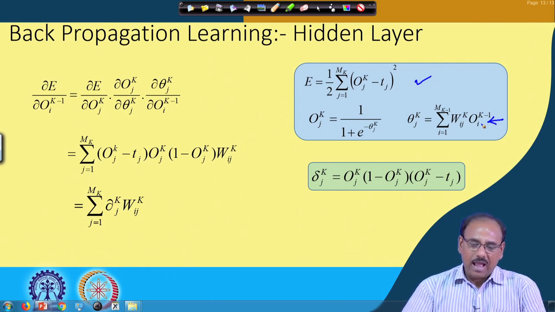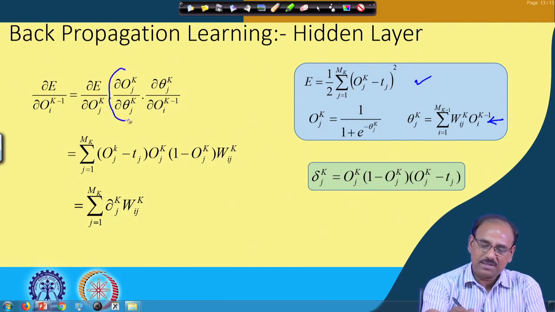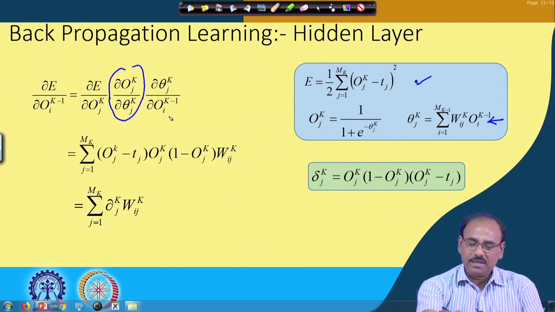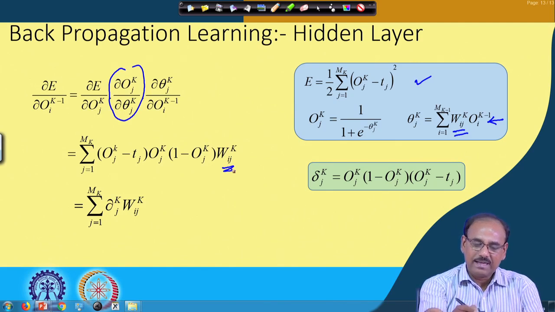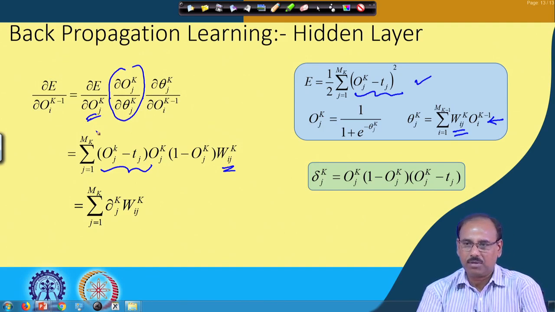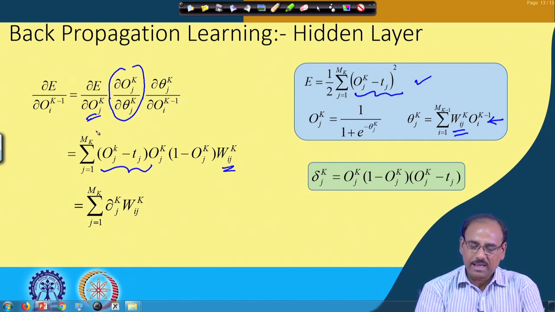right? And that simply becomes the sum of (O_j^k - T_j) into O_j^k into (1 - O_j^k), which is the derivative of this, into del theta_j^k / del O_i^(k-1), which is nothing but W_ij^k. And del E / del O_j^k is nothing but O_j^k - T_j, and that has to be summed over all j. So, it is again varying from j = 1 to M_k.